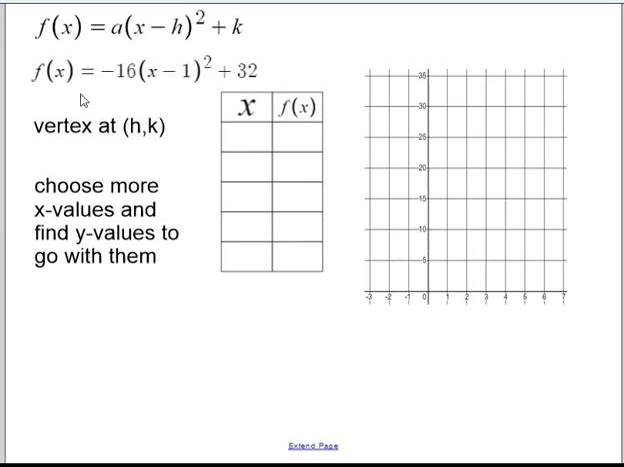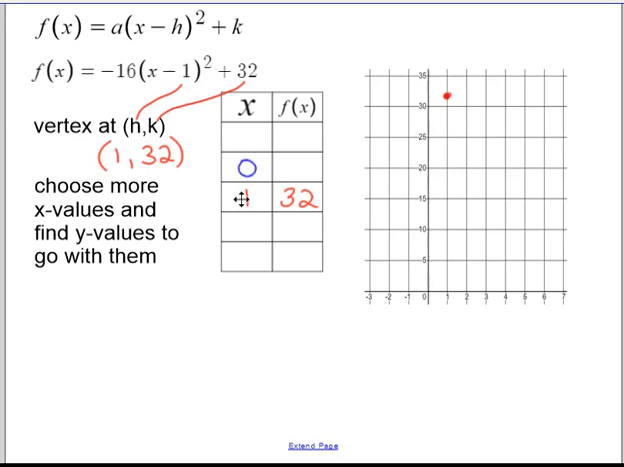Okay, so let's do this first example together. We have f of x equals negative 16 times the quantity x minus 1, that quantity squared, plus 32. So if we read h and k from this function right here, we get that h is 1 and k is 32. We put that in our table and plot the point at 1, 32.